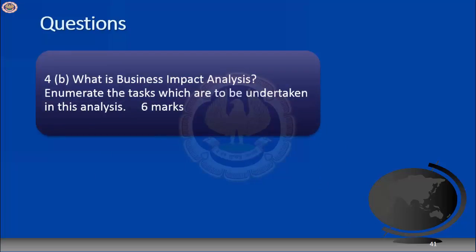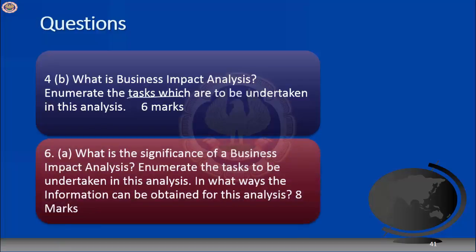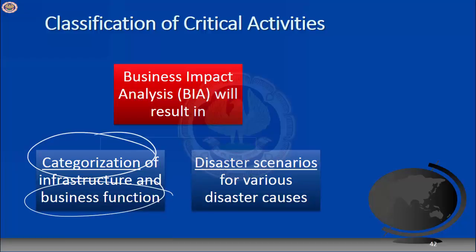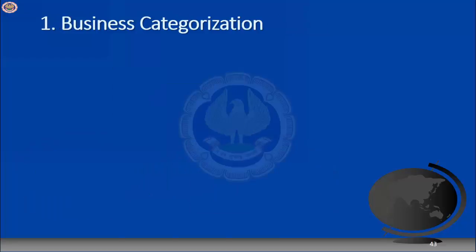Let's look at one more question. The same thing: what is business impact analysis, and what are the tasks to be done in this analysis? We also have a question, what is the significance of a business impact analysis? Like I told you, this is a favorite question. What is the classification of critical activities? You need to categorize the infrastructure in terms of the business functions, the business processes which are performed. You can also look at the disaster scenarios which can occur on account of various disaster causes.